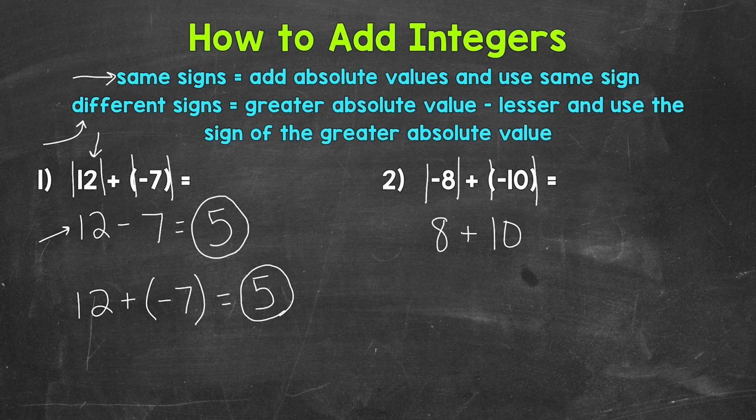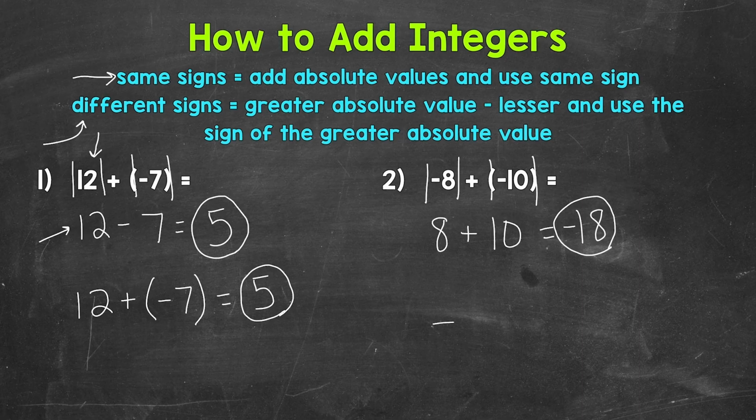Now we add those absolute values because, again, we had the same signs. 8 plus 10 is 18. We used the same sign from the original problem, which those are negatives there, so our answer is negative. Final answer, -18.